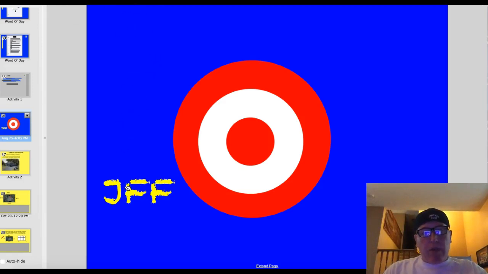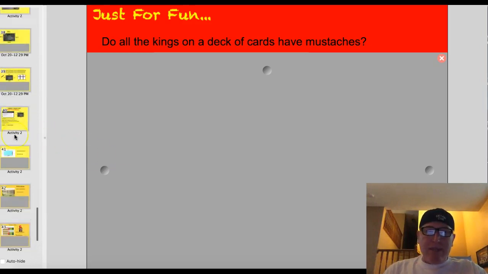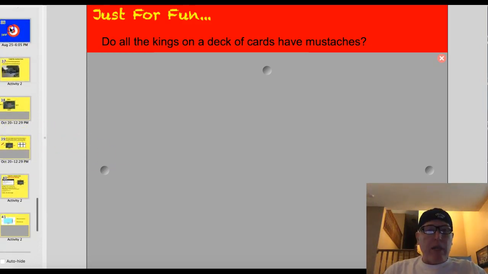Before we do that, let's go ahead and start with the trivia question of the day. Do all the kings on a deck of cards have mustaches? We'll be back with the answer to that after instructions.